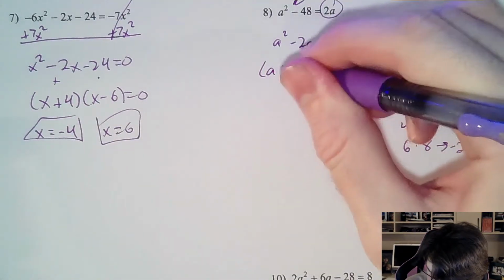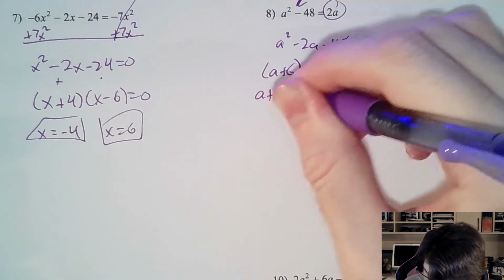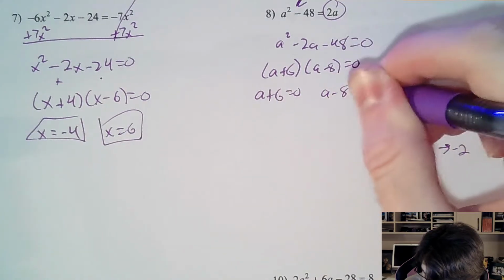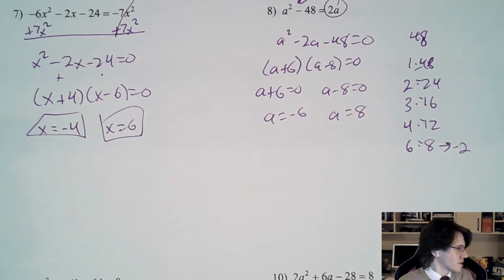Here we go. We got a plus 6. We got a minus 8 equal to 0. A plus 6 equals 0. A minus 8 equals 0. So a is equal to negative 6 and a is equal to positive 8. There we go. We are continuing on.